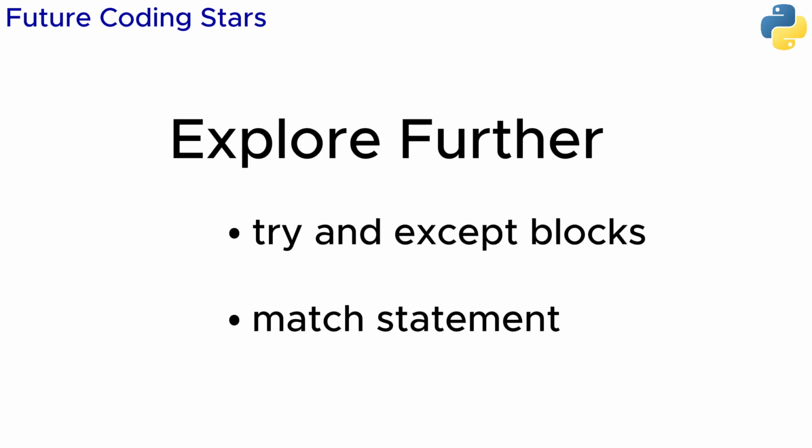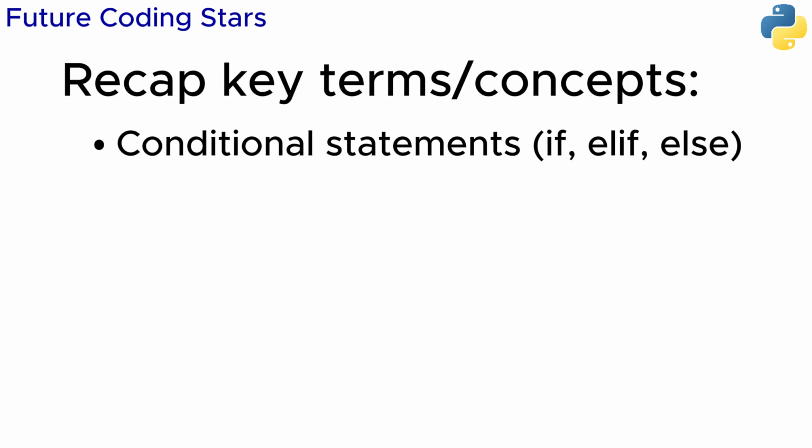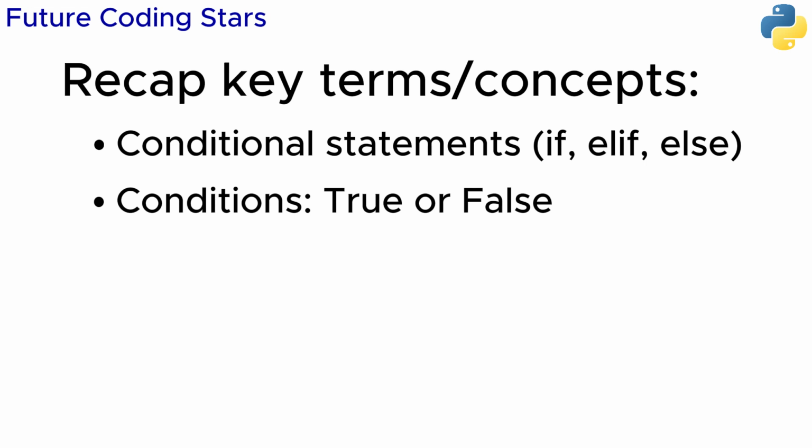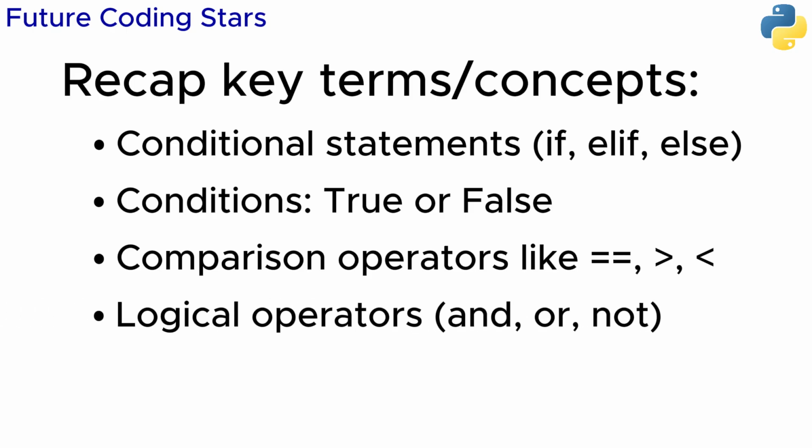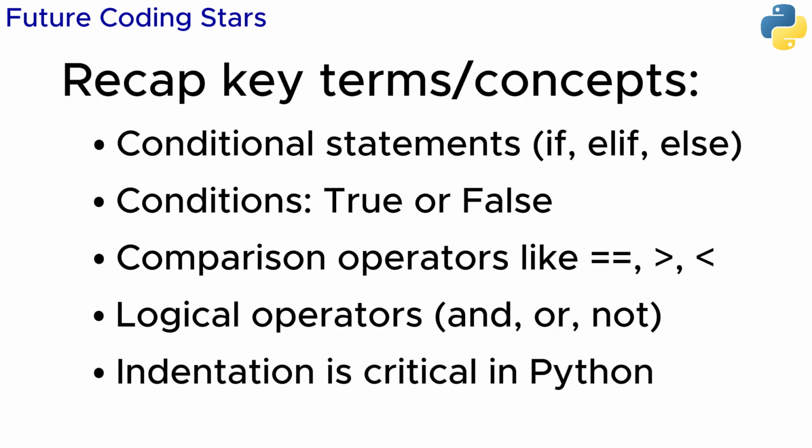Wow, you've learned a ton about making decisions in your code today. Let's quickly recap. Conditional statements, if, elif, else, allow your programs to choose which code to run based on conditions. Conditions are statements that evaluate to either true or false. We use comparison operators like equals, greater than, less than, etc. to create conditions. We use logical operators and, or, not to combine or modify conditions. Indentation is critical in Python to define the code blocks under if, elif, and else. You've just unlocked a fundamental way to control your program's flow and make it much more dynamic and useful.